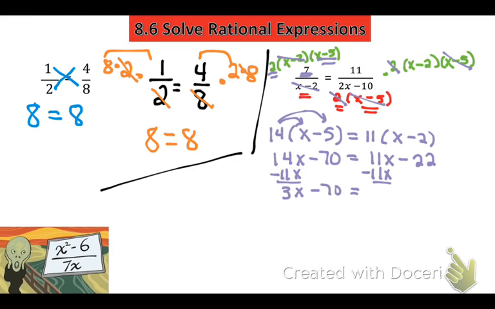3x minus 70 equals negative 22. Add 70, 3x equals 48. Divide both sides by 3, so x is equal to 16. And then we have to remember to check it, put this value, 16, back into the denominators to make sure that we didn't create an extraneous solution. We don't want the denominator to be equal to 0 because then it would be undefined.